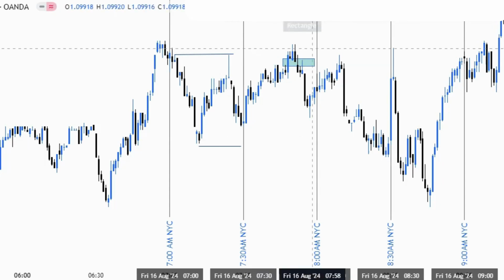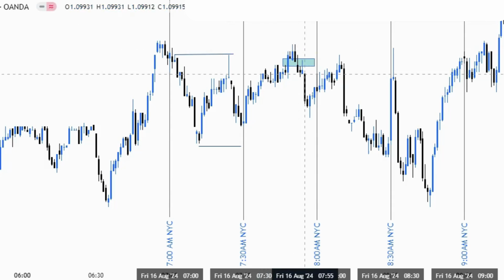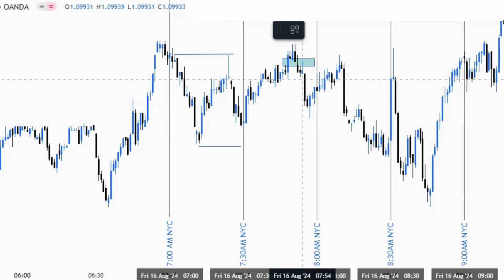Then what happened after that? Price went down further. Okay. Are there any fair value gaps? Yes, there are. I see this one. So we'll mark it out.